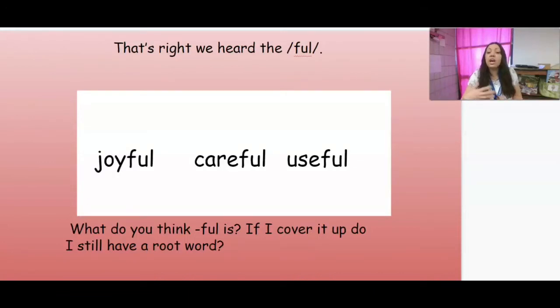That's right, we heard that full sound. So what do you think, what letters make that full sound? Joyful, careful, useful. That's right, we say F-U-L. Now, if we're spelling the word full by itself, it's F-U-L-L. But since we're adding this just to the end of the word, we're going to do F-U-L.